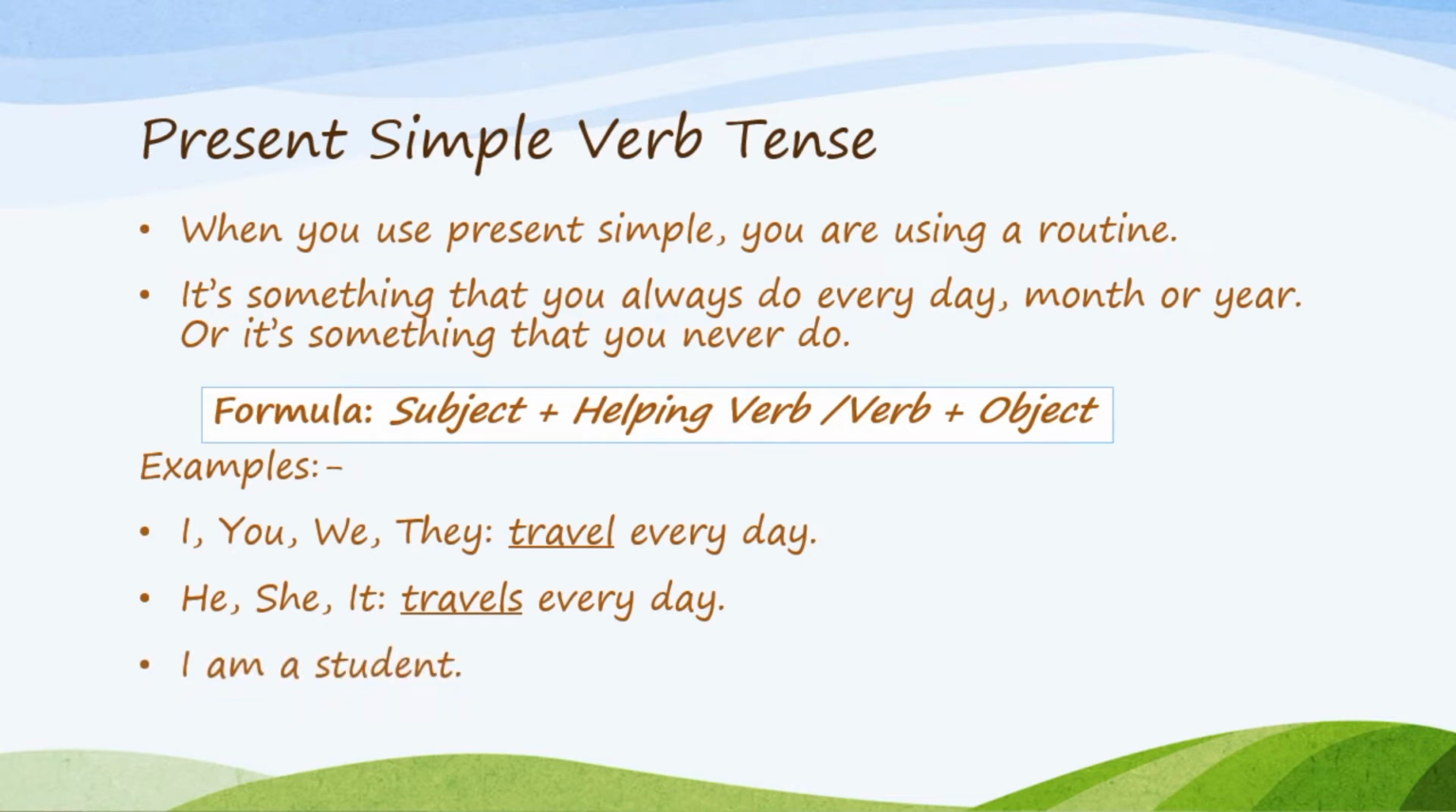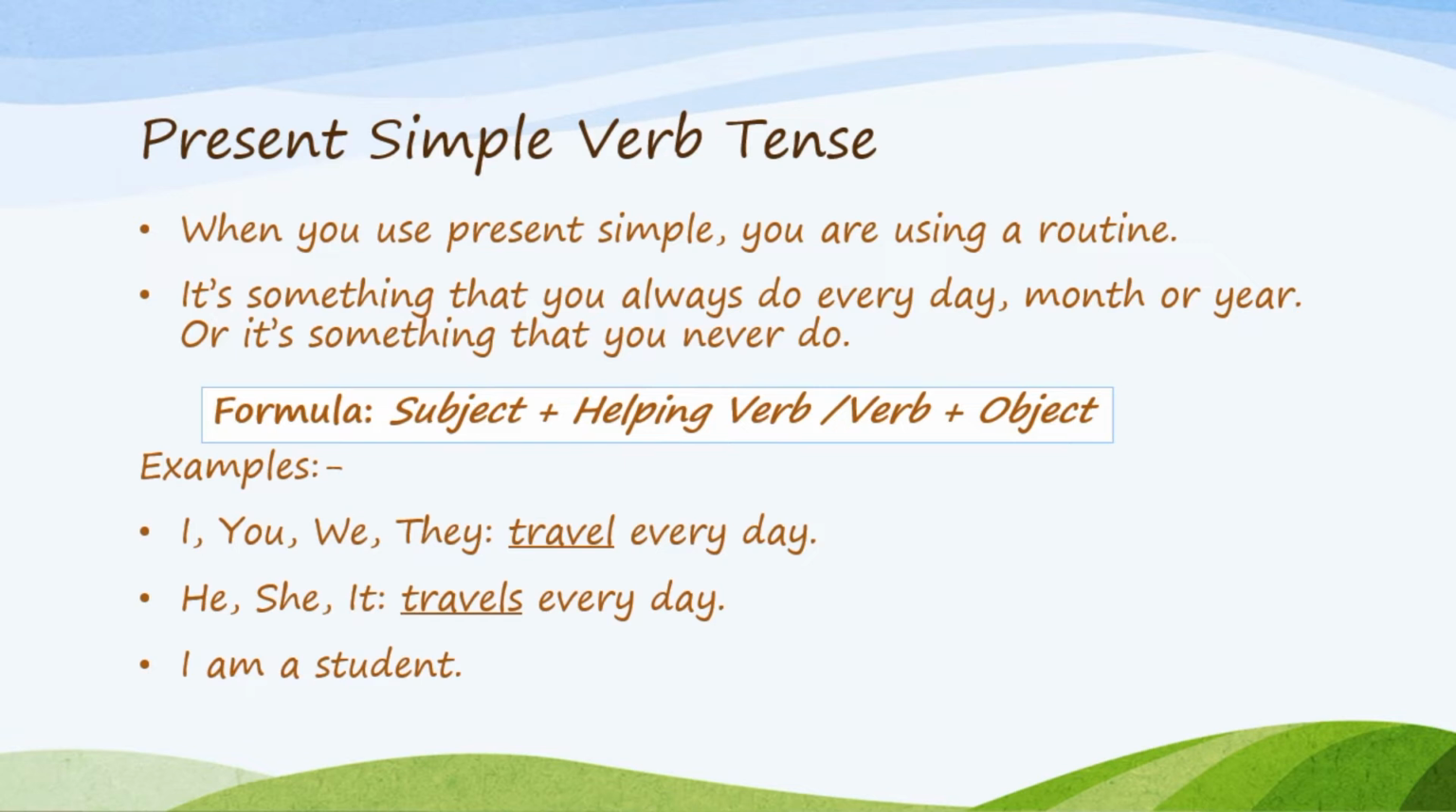Now our third example here is "I am a student." Here we don't have a verb, but we have a helping verb. What is the helping verb in this sentence? "Am" is a helping verb, right? I am a student. "I" is a subject, "am" is a verb, "a" is an article and "student" is an object. Alright, now this is all present simple tense, or we can say present indefinite tense.